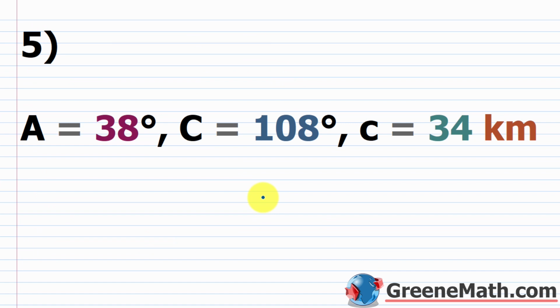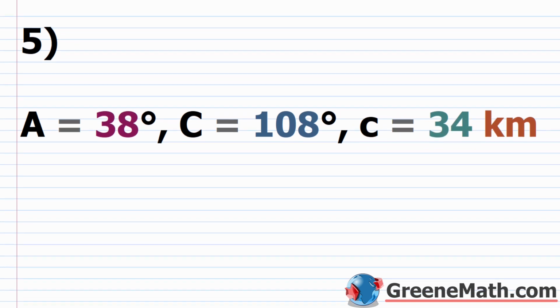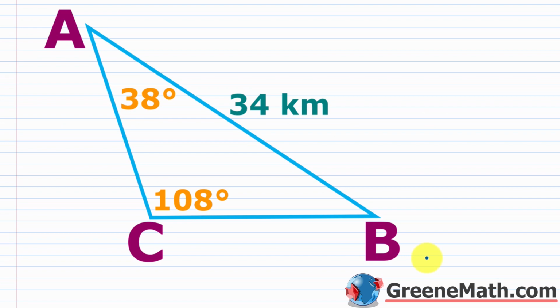Okay, let's take a look at problem 5. So here we're given that the measure of angle A is 38 degrees, the measure of angle C is 108 degrees, and this lowercase c, which is the length of the side that is opposite of my angle C, is 34 kilometers. So let's come to our little sketch here. And again, everything is already set up. We just need this measure for angle B.